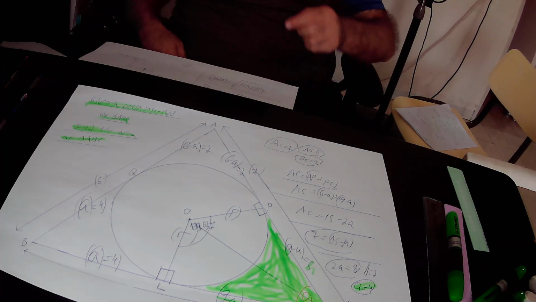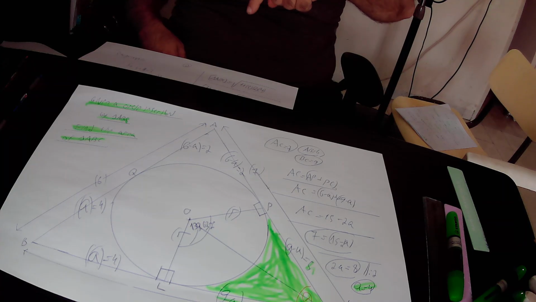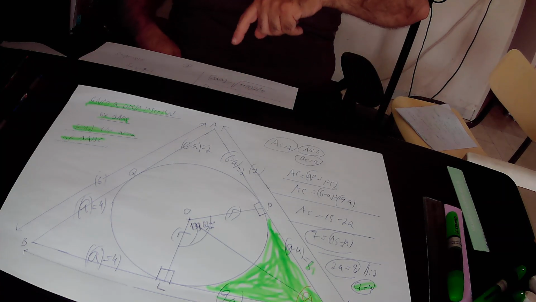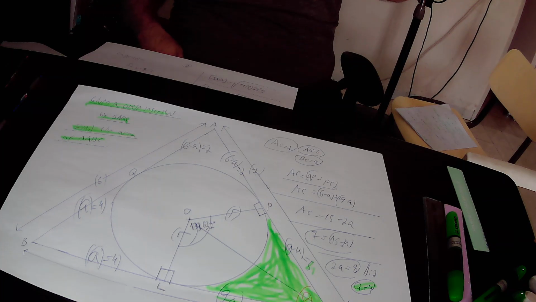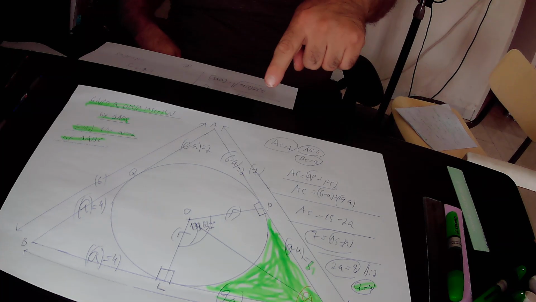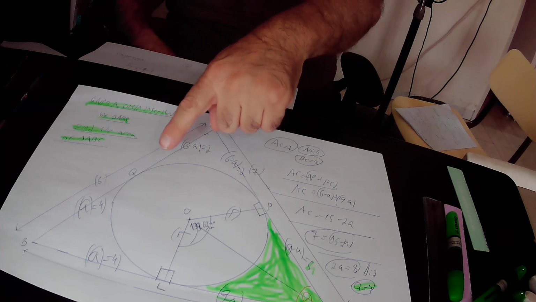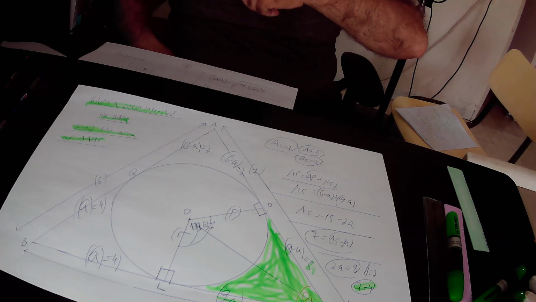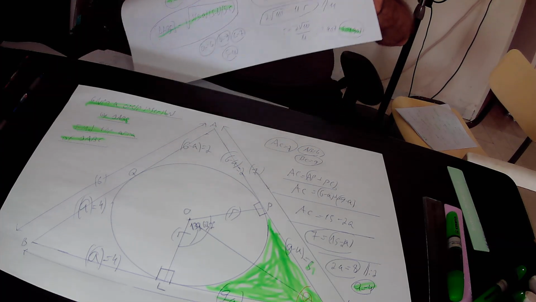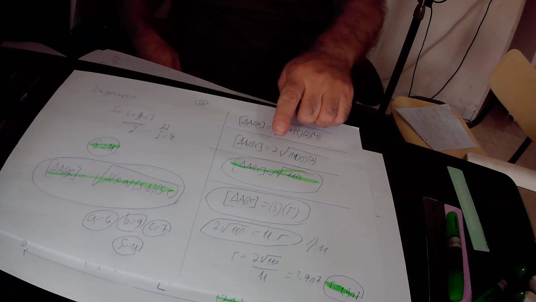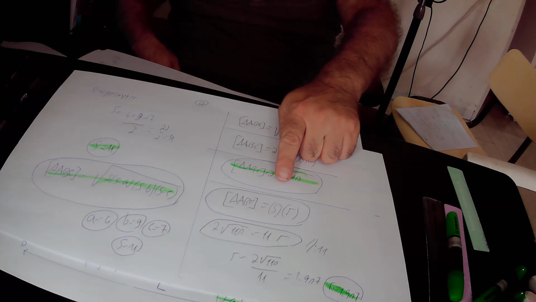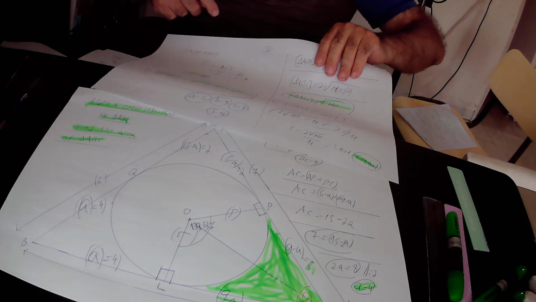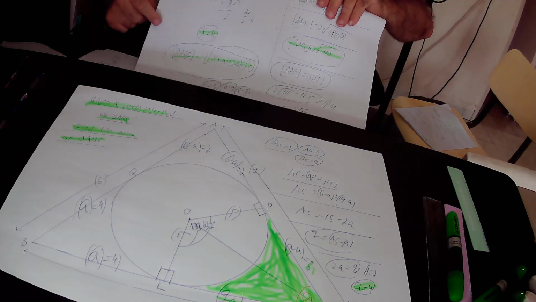Actually, we have a special formula for the area of any triangle that circumscribes a circle. This is triangle ABC that circumscribes this circle. Therefore, the area of this triangle ABC will be equal to the semi-perimeter S of the triangle ABC, that is 11, times the radius of the circle that is inscribed in triangle ABC.